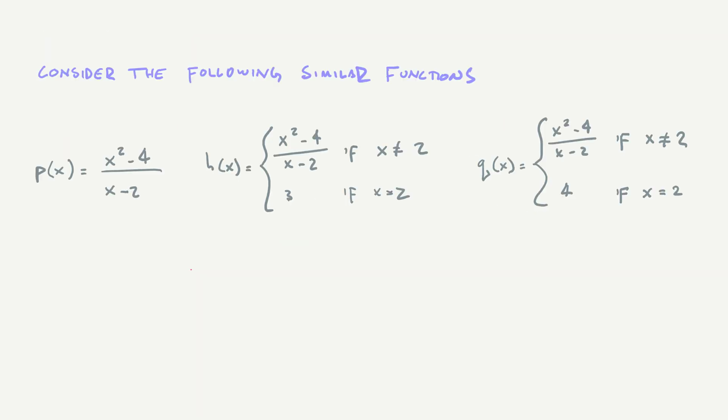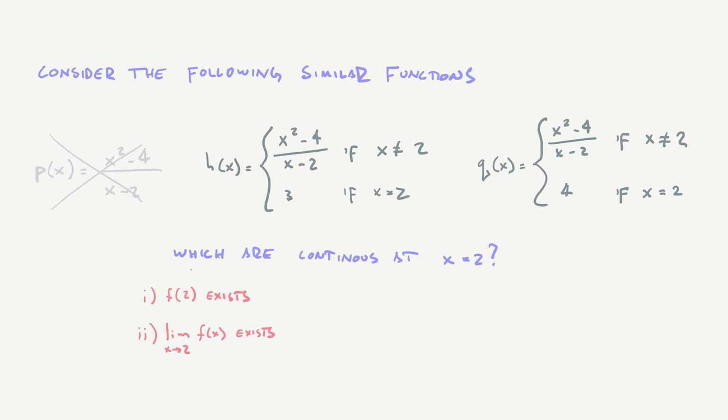But first, we're going to consider the following three super similar functions. You might notice that they're all, in some part, defined by the p of x function, which is x squared minus 4 divided by x minus 2. What I want to figure out is which of these are continuous at the point x equals 2. Well, we have to satisfy the three main conditions for continuity. The first is that f of 2 exists, which is true for all of them except the function p. You cannot plug 2 into p, the denominator becomes 0, and so you have something that's undefined. But the other two pass.